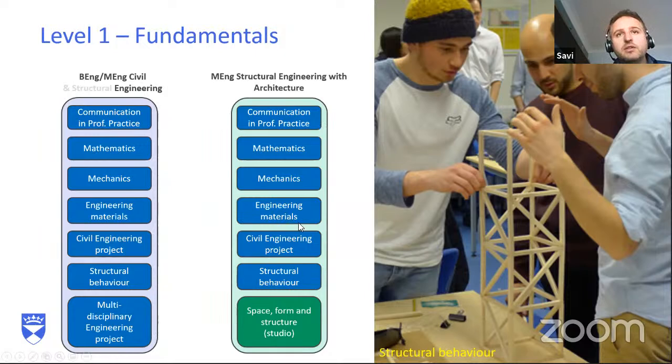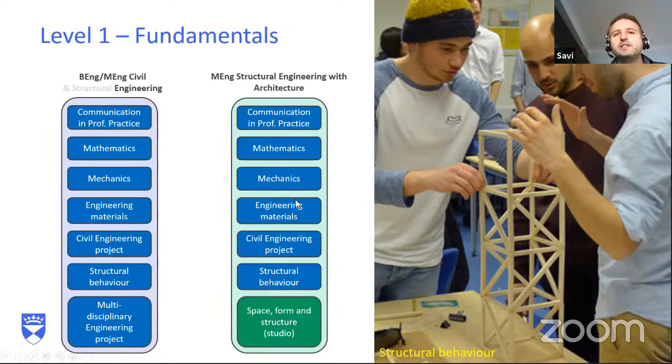In the second semester, you take up a civil engineering project in which you build a balsa model, and you basically test some of the structural properties of these models. You also take up a proper structural behavior module, which is the first module in which you do some structural calculations, and you also learn about engineering materials.